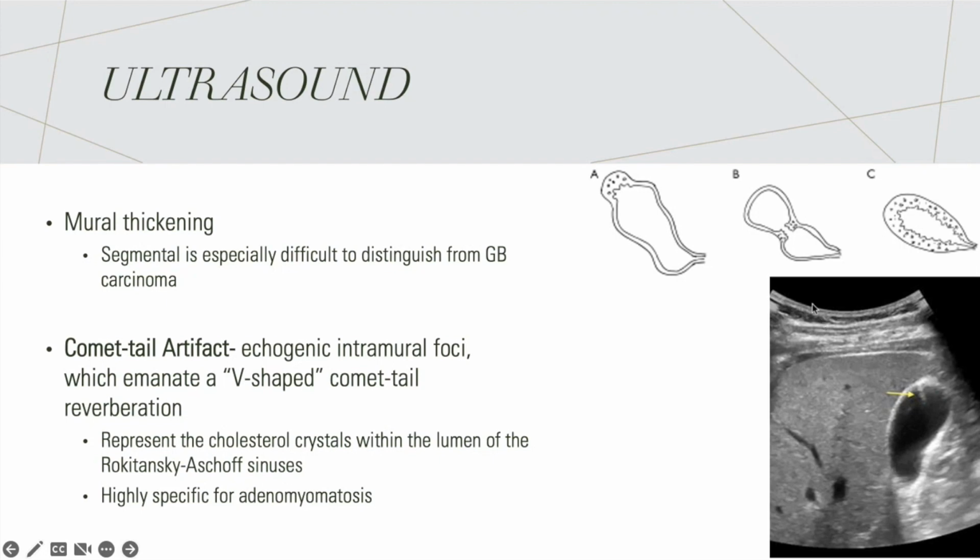Right here we have a curvilinear probe. Looks like we're in a medical orientation. It's cut off here, but I know this. We have the isoechoic liver here. We do see the gallbladder wall. We do see some thickening here. And then we do have this V-shaped structure representing our comet-tail artifact. So this is actually representing the cholesterol crystals within the lumen of the Rokitansky-Aschoff sinuses. This is very highly specific for adenomyomatosis.